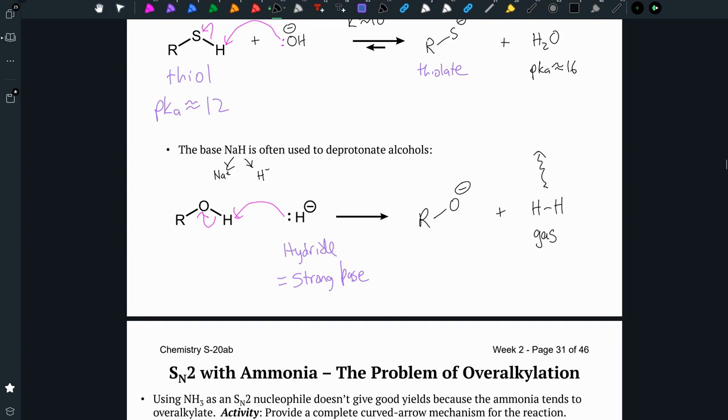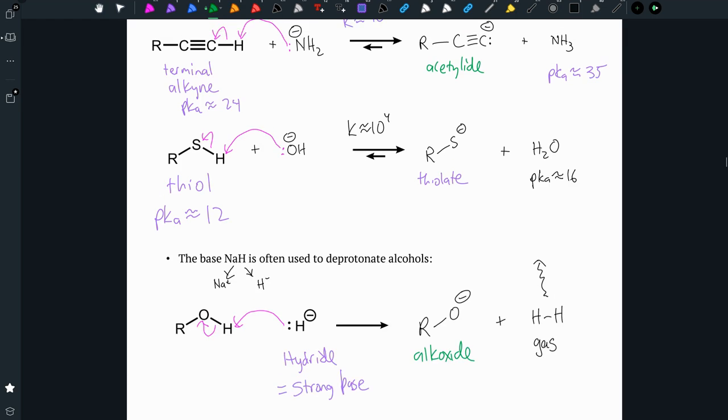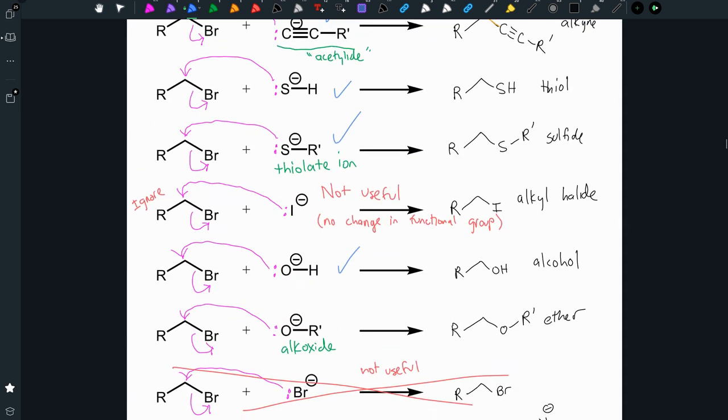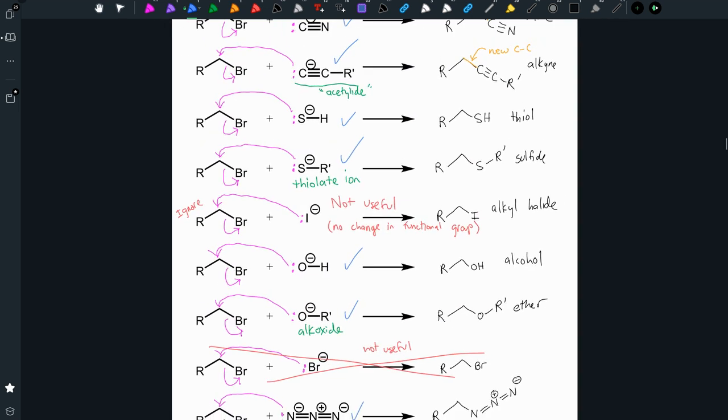You want to be careful when you do this because it's an exothermic reaction, releases a lot of heat, and produces hydrogen gas, which can be a recipe for explosion, which is why you've probably never encountered hydride in the lab before. But it's very effective at deprotonating the alcohol and making the alkoxide, which we can then use as a nucleophile in the SN2 reaction. So I've covered how to make each of these nucleophiles.